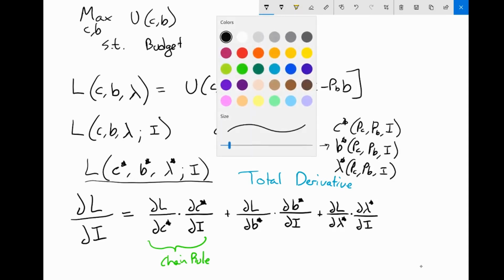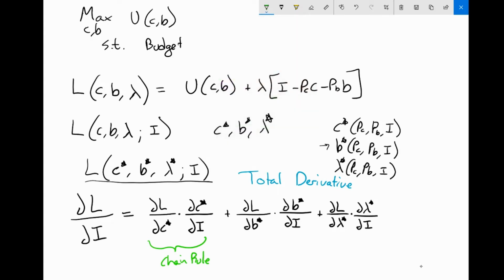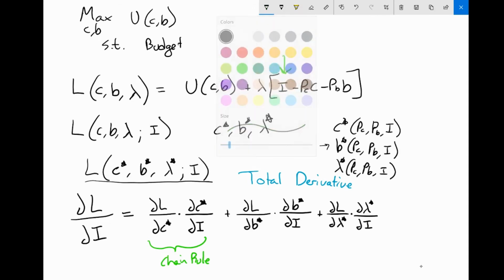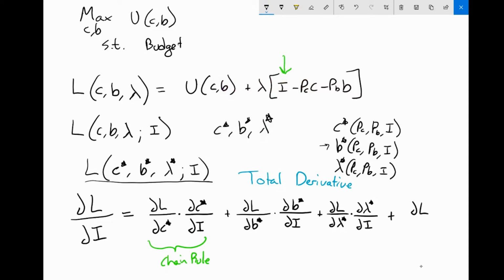But then also, we will see that the original function is itself a function of I. So that means we need to include the direct derivative of I. That means the derivative just from the original equation. Okay, so these are all chain rules. So do the chain rule a bunch of times. And each of these terms is a partial derivative. And then this is the direct derivative.